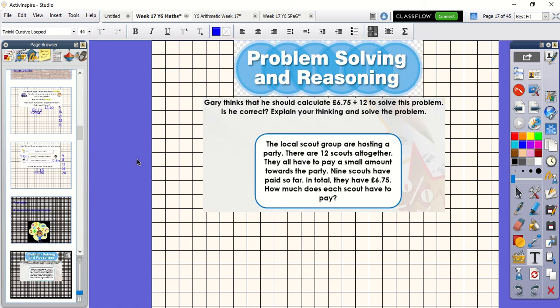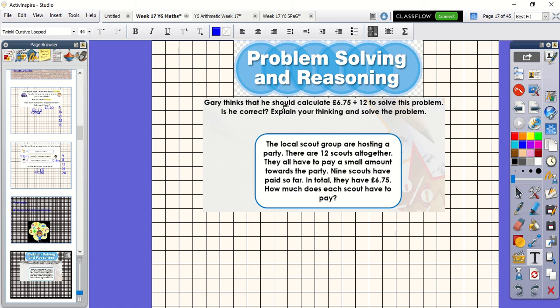Okay, so moving on to problem solving and reasoning. Now, there are lots and lots of words on this question, but please don't worry. So it says, Gary thinks that he should calculate £6.75 divided by 12 to solve this problem. Is he correct? Explain your thinking and solve the problem. Okay then, so here is the problem. Let's have a read. The local scout group are hosting a party. There are 12 scouts altogether. They all have to pay a small amount towards the party. 9 scouts have paid so far. In total, they have £6.75. How much does each scout have to pay?